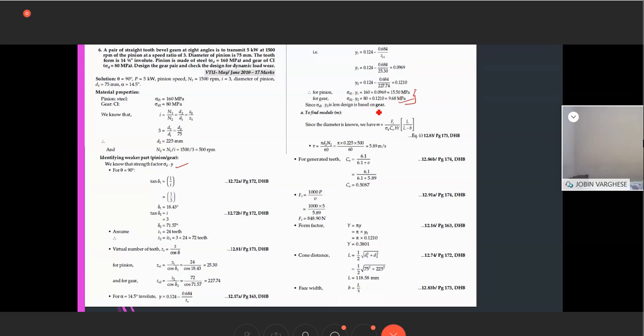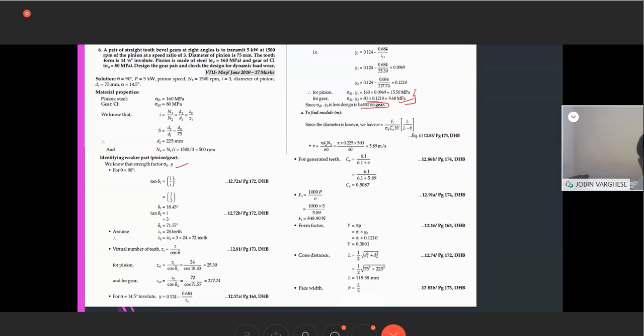We have to find the pinion based on the strength factor. Here you can see sigma T2 into Y2 is less in design. When we take this one, this is the lesser one. We assume this as the gear. So the design will now be based on the weaker gear, not on the pinion. So with that, I'm just stopping the session.